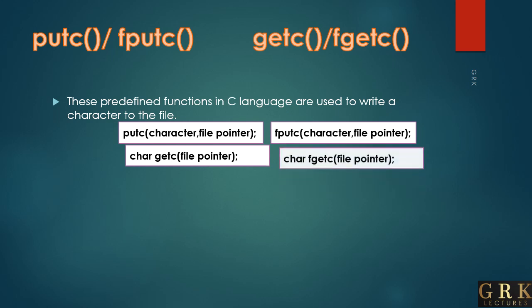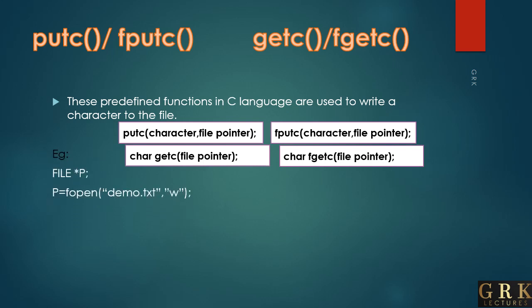Now coming to fgetc. The functionality of fgetc is the same as that of getc, and as far as syntax is concerned, it is the same as that of getc. Only the name is different, that is fgetc. So putc and fputc functions are used to write a character into the file, and getc, fgetc functions are used to read a character from the file.